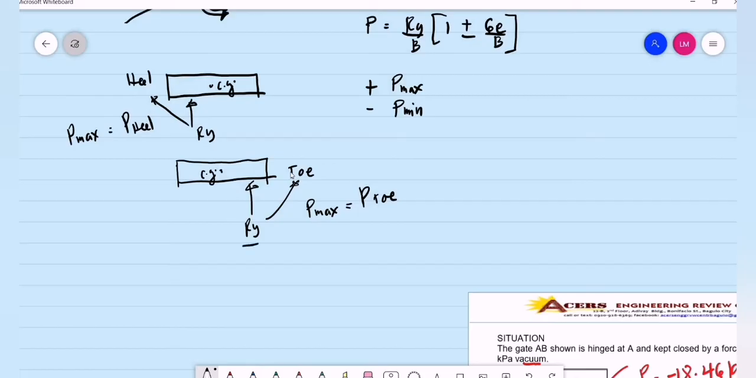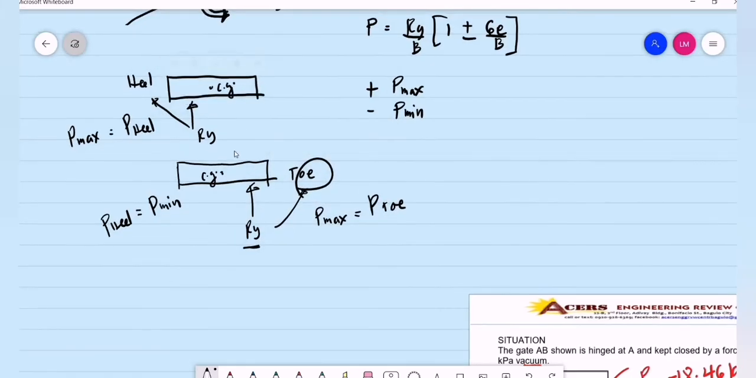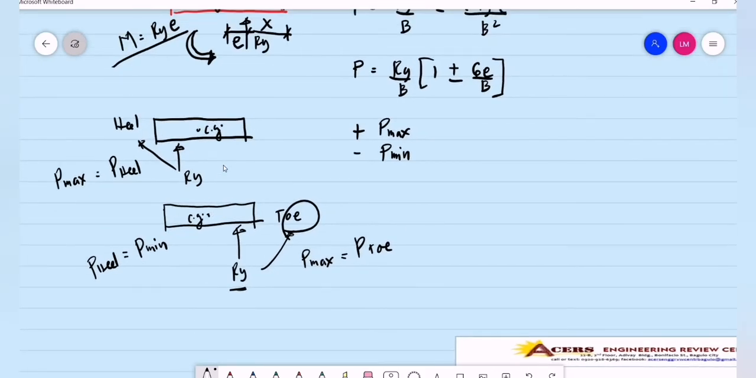And if Ry again is closer to the toe, we can conclude that the pressure at the heel is the pressure minimum, as in our previous figure. So if P max is equal to the pressure on the heel, then we can conclude that the pressure on the toe is equal to the pressure minimum.